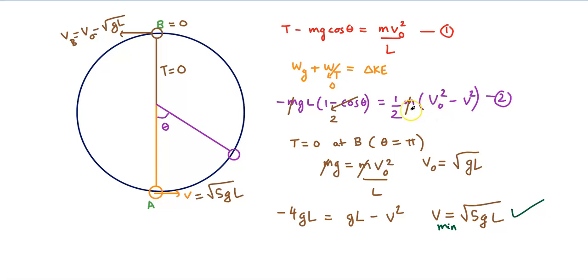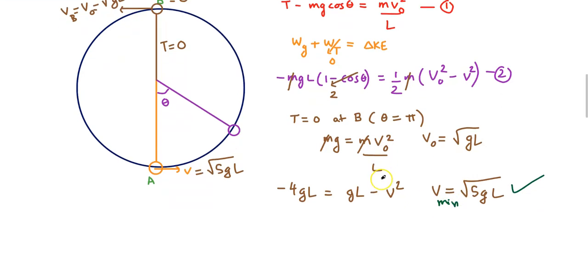So now the question was, what is the angle theta at which the speed becomes half of that of speed A, right? So let me scroll down a little bit more.